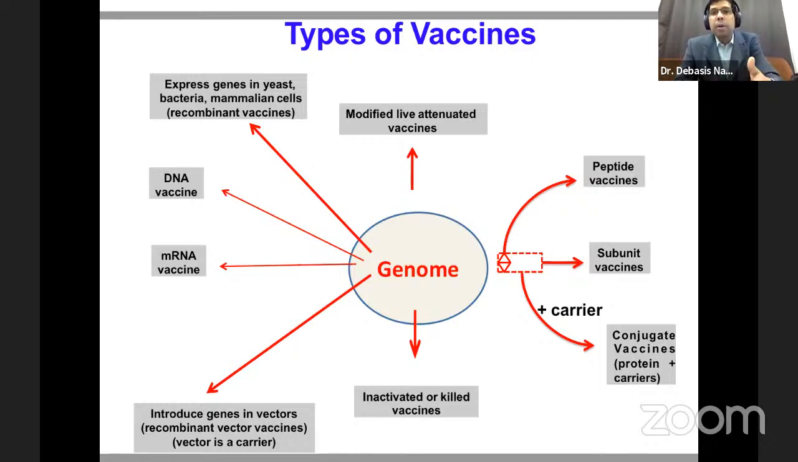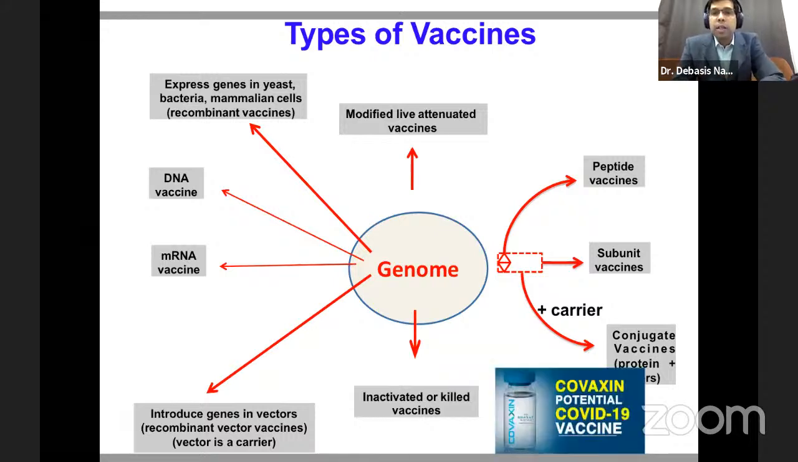There are different peptides that can be vaccines. There are conjugate vaccines. There are so many ways, but I'm just giving you an example. So here I'm trying to show you one vaccine which is currently being developed. And I'm also partially working on that project.